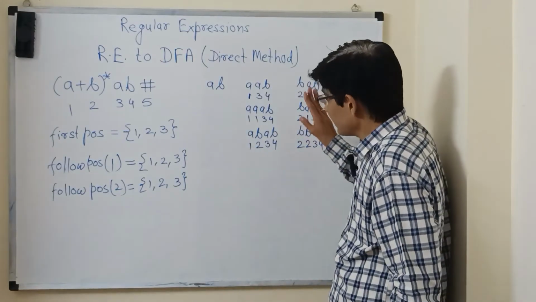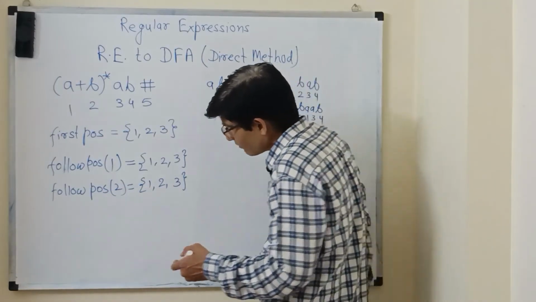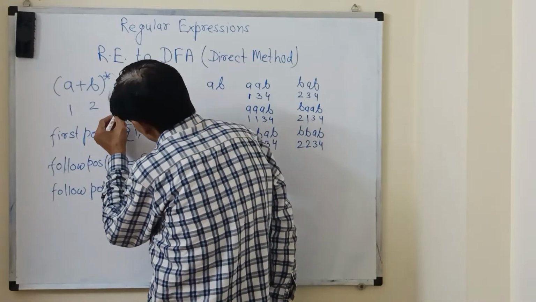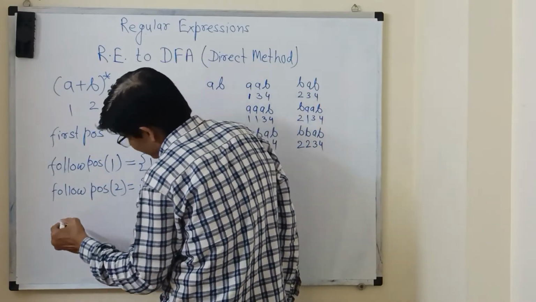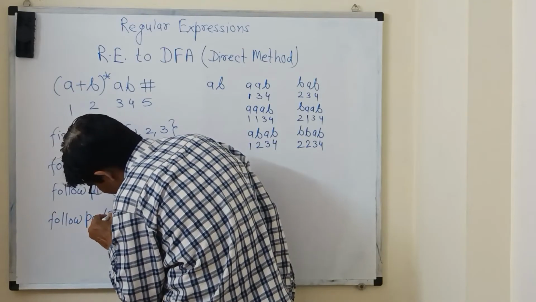Now, I hope it is very clear to all of you. Now, I will take one more: follow of 3, follow of 4, follow of 5. So I can now find follow of 3.